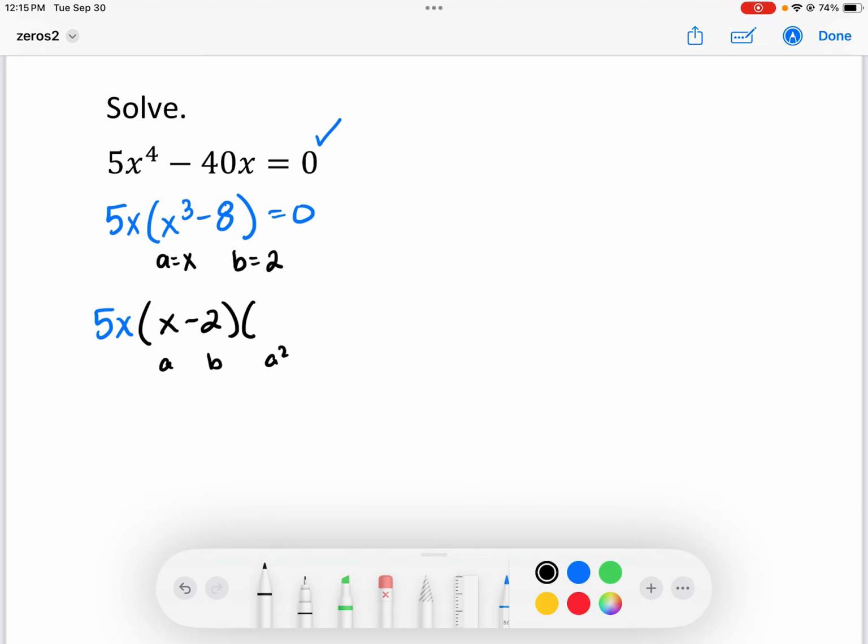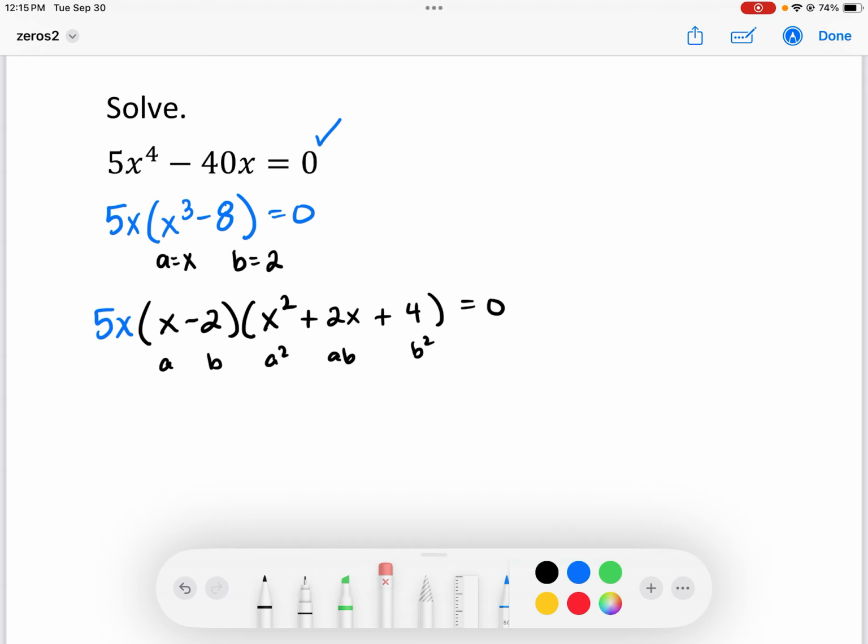Then you go a squared, so x squared. Now we'll switch the sign to plus a times b, which would be 2x. And then plus, because it's always positive, the b squared, which is 4. 2 squared is 4. And all of this equals 0.